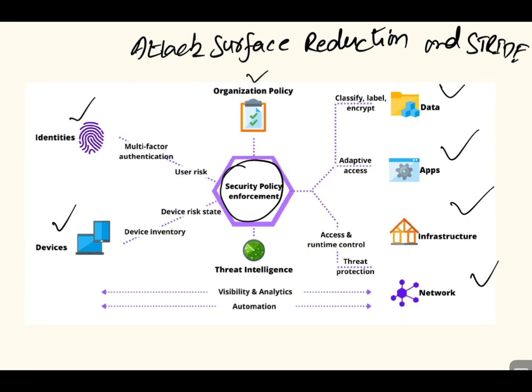We can also say ASR is a tactical control, while threat modeling is a strategic process. ASR is the result or output of threat modeling. Once you identify threats using STRIDE or PASTA, you may decide to reduce the attack surface as one of your mitigation actions. So this is the difference between attack surface reduction and STRIDE.